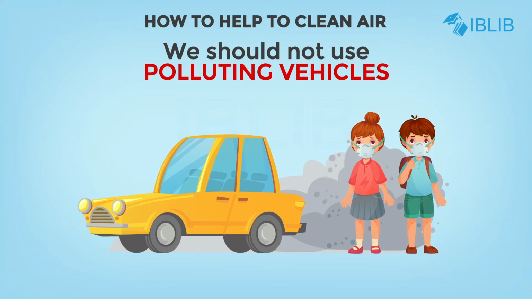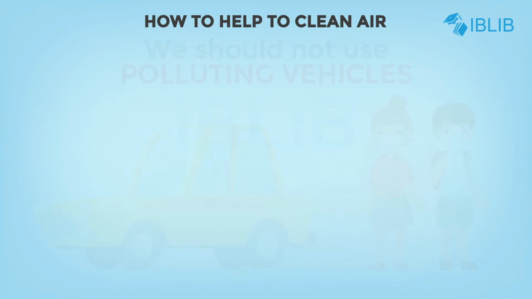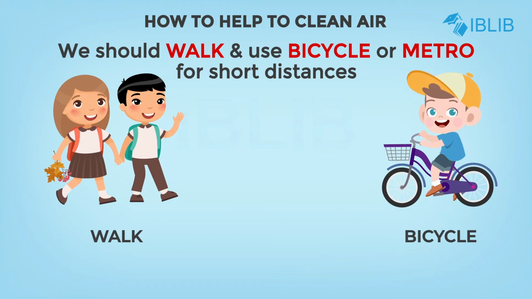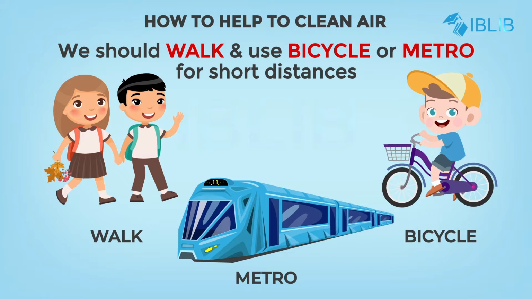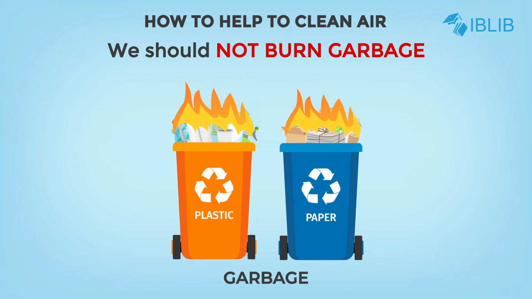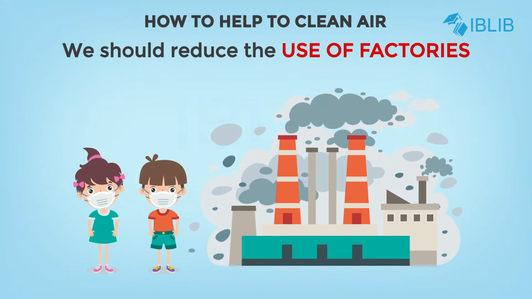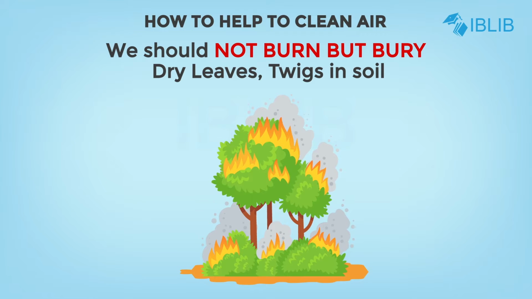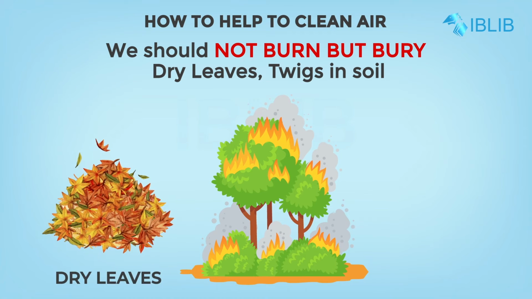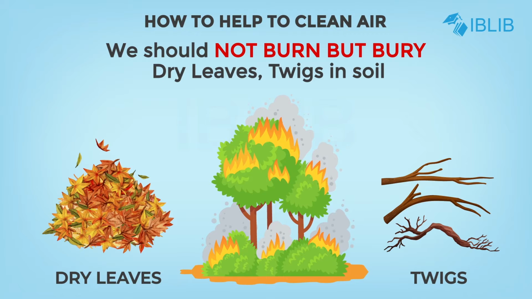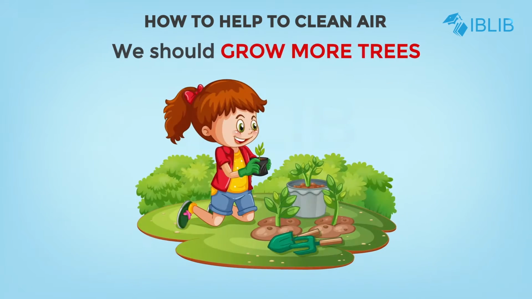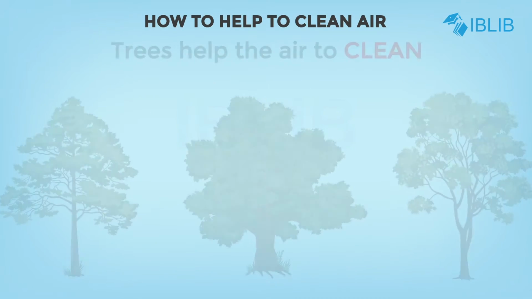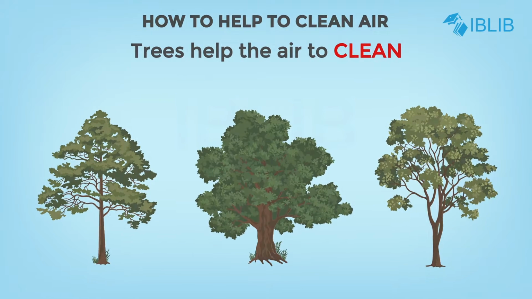We should not use vehicles which cause smoke. We should walk or use bicycle or metro for short distances. We should not burn garbage. We should reduce the use of factories. We should not burn but bury dry leaves and twigs, etc. in the soil. We should grow more trees. Trees help the air to clean.